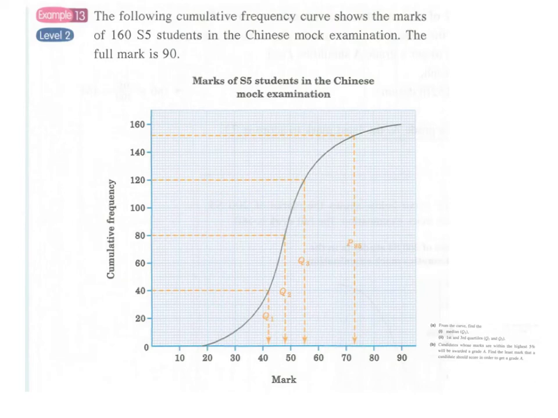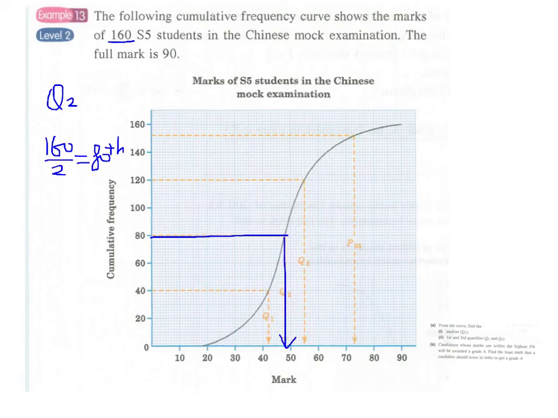And since we have 160 students, let's look at Q2, the middle value. This will be the middle mark of 160 students. And for graphical methods, we simply divide this by 2. That is, we have to find the 80th value of the student marks. So therefore, if we read from here, we can find Q2 here. This is Q2. And this is about 48 marks.